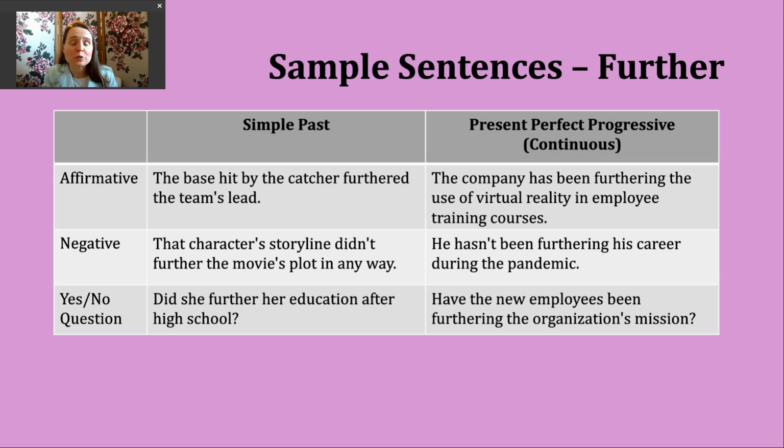Finally, we can make yes or no questions in the present perfect progressive. Our structure here is going to be to start with have or has, whichever form matches our subject, and the subject comes next. Then we're going to use the participle been and then the ing form of the verb. You can see that in this example. Have the new employees been furthering the organization's mission?